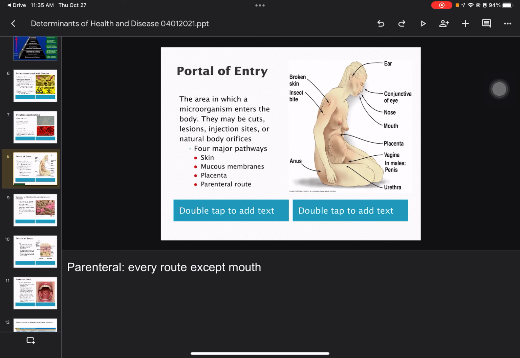And so through the skin, intraocularly, intranasally, intra-aurically, intrathecally, intravenously, there are all kinds of different ones, right?